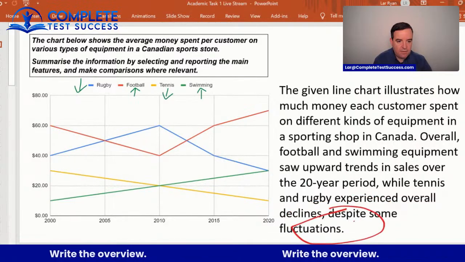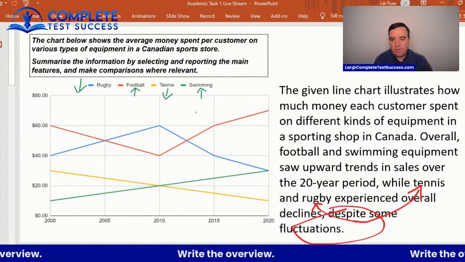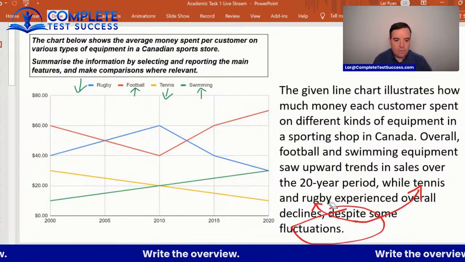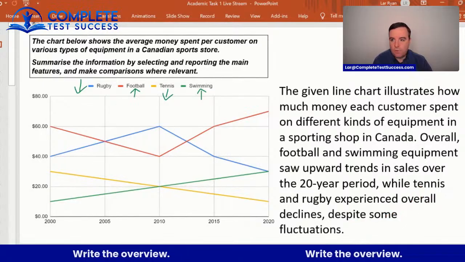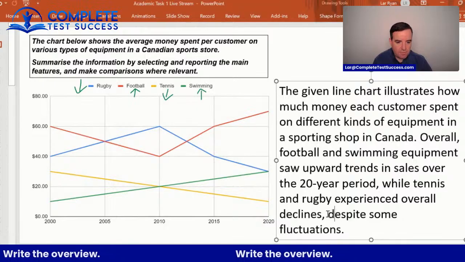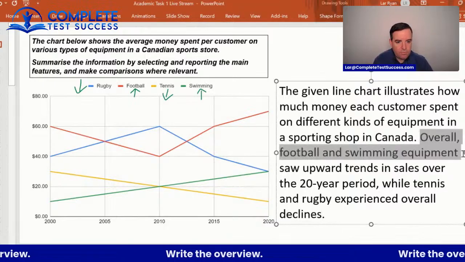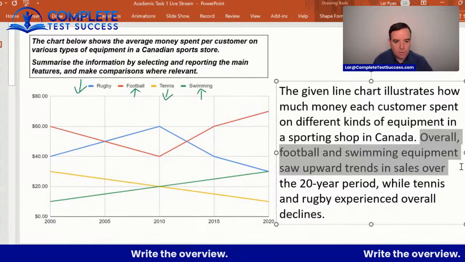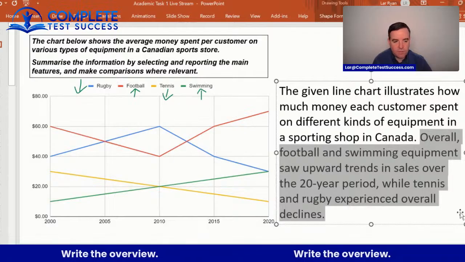So when you say this here, that applies to tennis and rugby. So now that becomes incorrect. Inaccurate information like that can reduce your task achievement score. In fact, it definitely would. So we're going to have to remove that. We cannot say that because it doesn't apply to both of them. Okay, so what we're going to just do is that overall football and swimming equipment saw upward trends in sales over the 20-year period, while tennis and rugby experienced overall declines. Good.